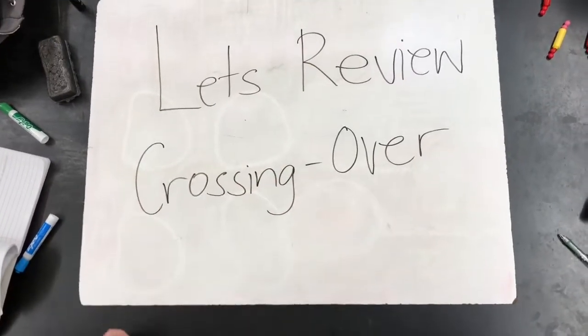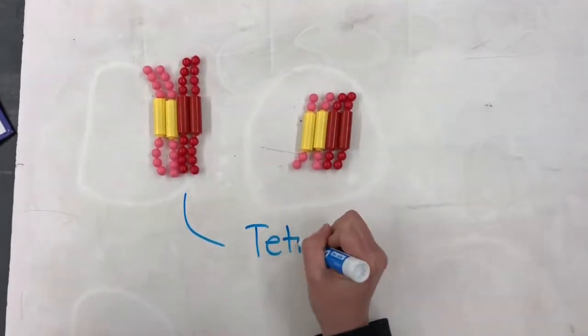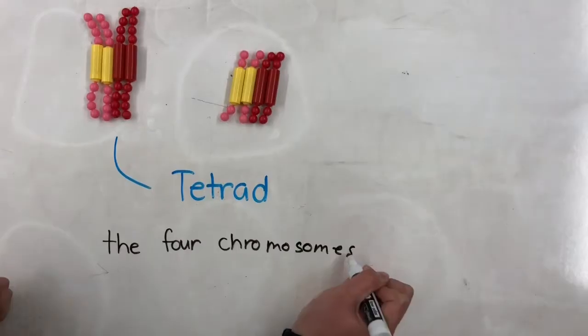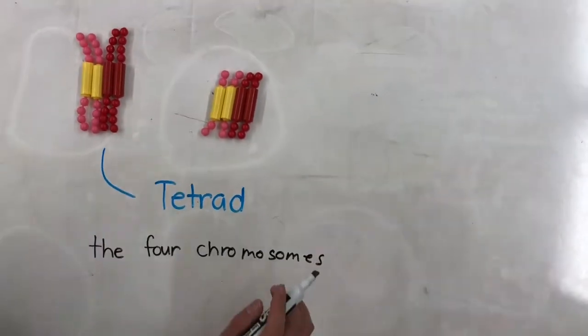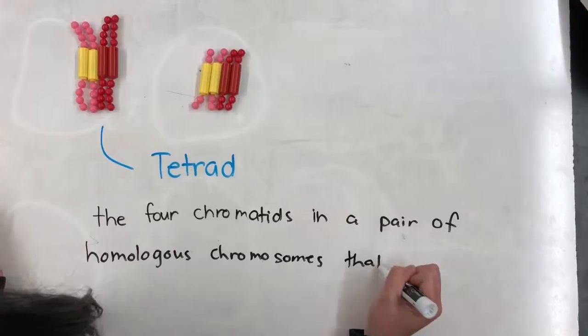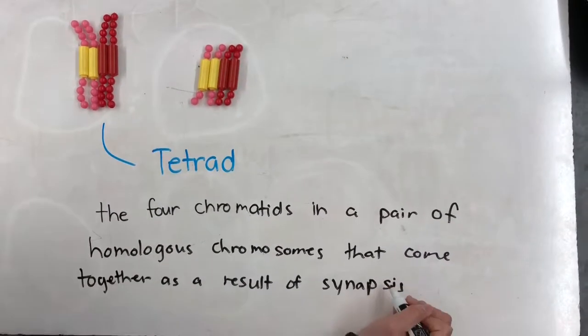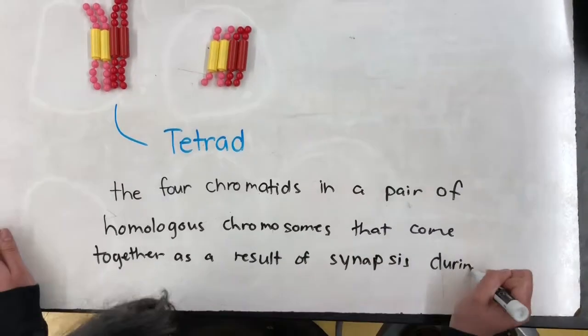Now let's review crossing over. Yippee! Tetrad. A tetrad by textbook definition is the 4 chromatids in a pair of homologous chromosomes that come together as a result of synapsis during meiosis. It is during synapsis that crossing over takes place.